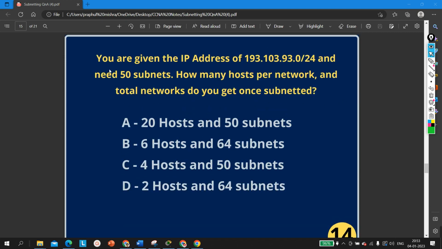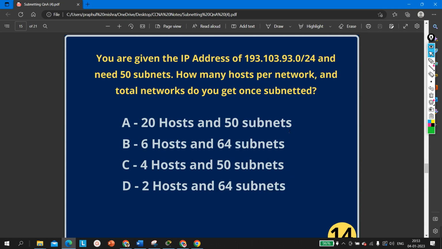Total subnets would be 64, right? That is very sure. So it should be B or D. Now we have to calculate whether it should be B or D, because it has to be more than 50, so it has to be 64. Now you need to find valid hosts, then you can identify the right answer. Just give me some time to calculate. Okay, no problem. Take your time.